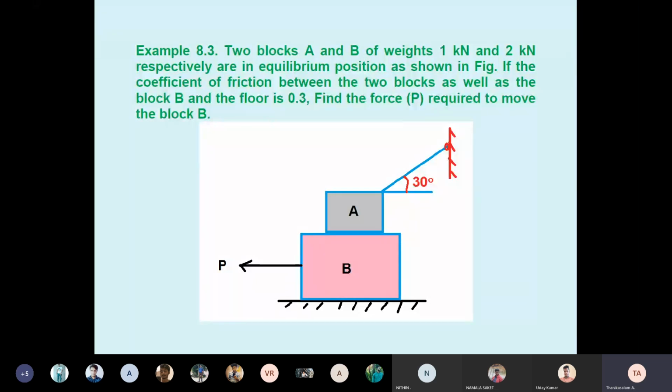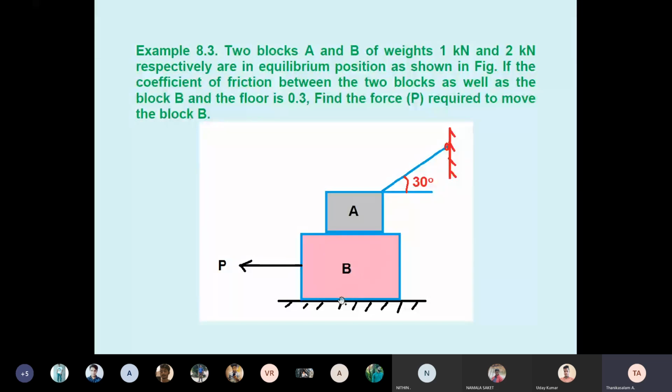And also, see the B block. Block B is in contact with the floor at the bottom, and also in contact with A. So when you consider block B, there are two frictions because it is in contact at two places, the upper block and the bottom floor. So mu is common at the two places, between the blocks and between the floor. Now they ask to find the force P. P is applied on block B only.